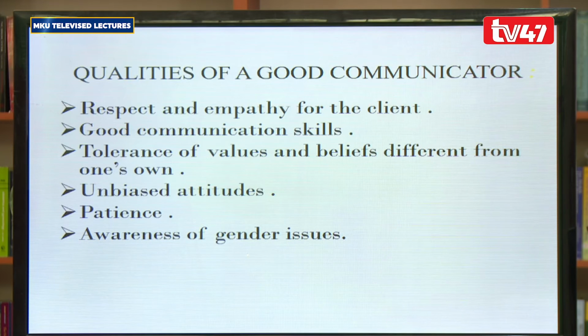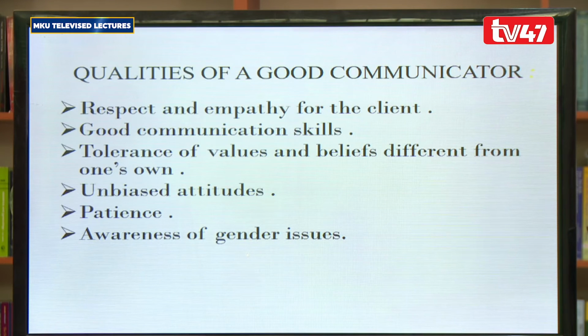Tolerance of values and beliefs which are different from your own, right? For example, there are people who may come from different religions, different cultural backgrounds, and you are from a different cultural background, different religion. You need to understand these people's beliefs and values. You cannot push your values on the client.